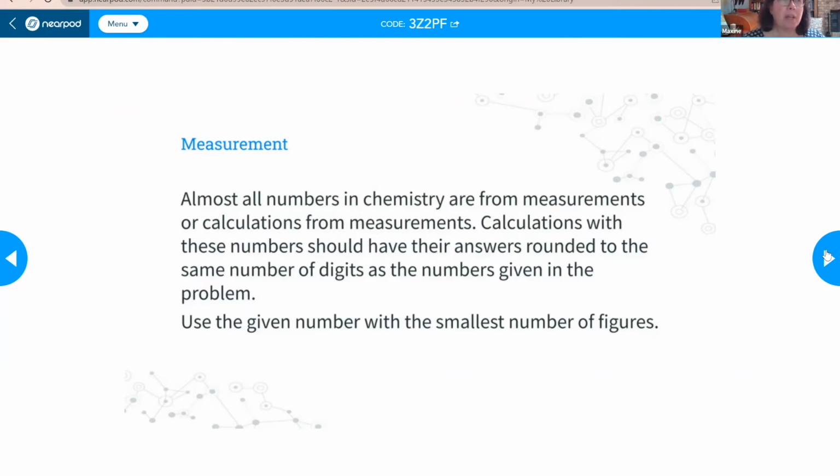But the AP graders are not quite as picky, and people in professional settings aren't always quite as picky about significant figures. So do go through some of the reading on that with some of the different rules. But in general, you're just going to round your answer to the same number of digits that you were originally given in the problem. And you're going to use the smaller of the numbers.